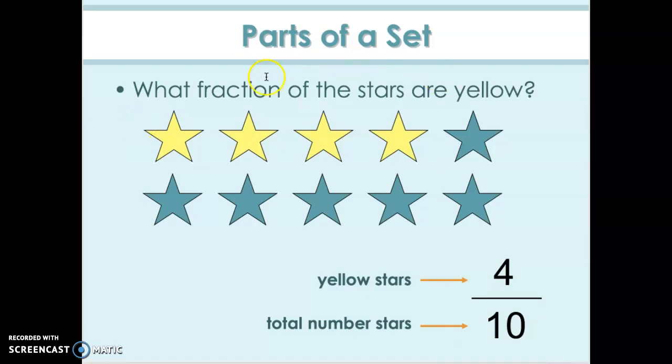Here's another example. What fraction of the stars are yellow? What's the total number? I see 10, so that would be the denominator, the bottom number. And then what fraction of the stars are yellow? There are 4 yellow stars, so that would be the top number. So you would have 4/10, and the bottom number is always the total number.